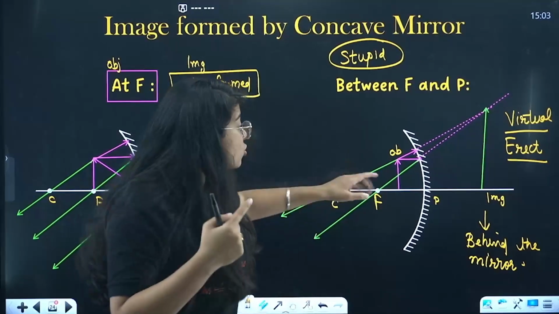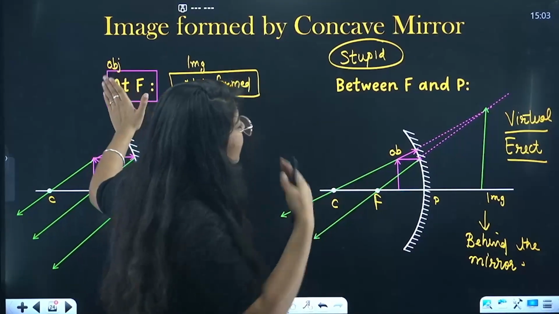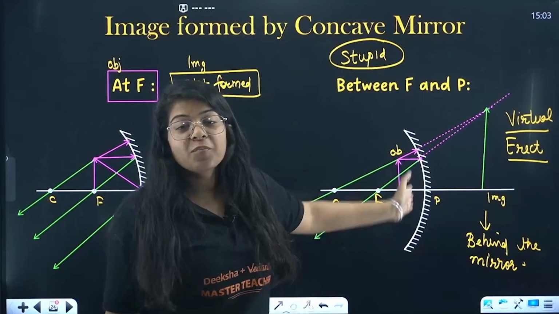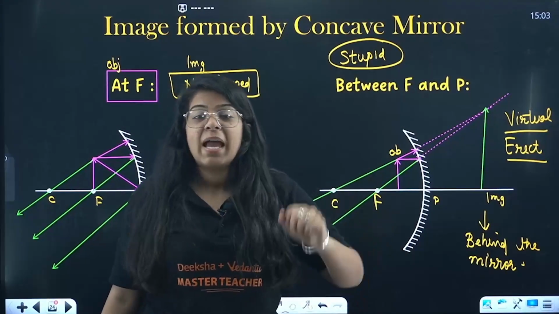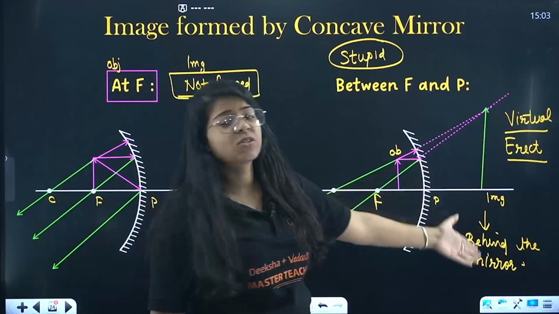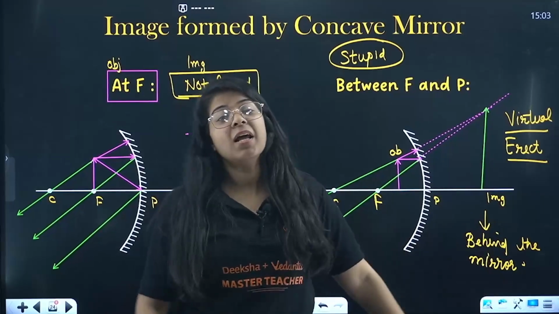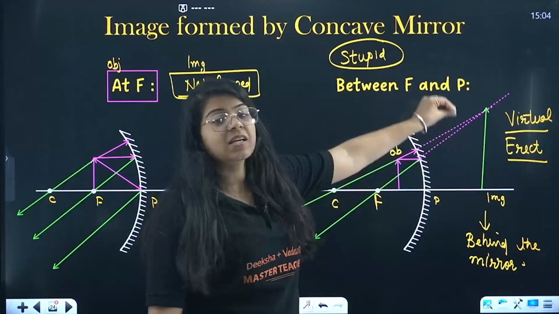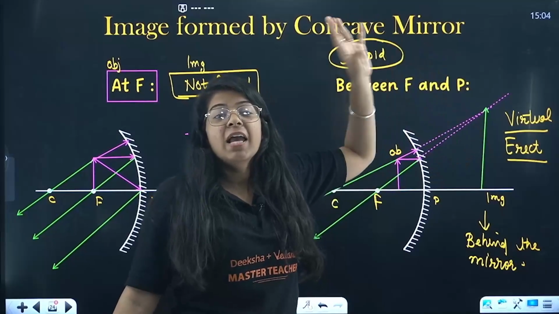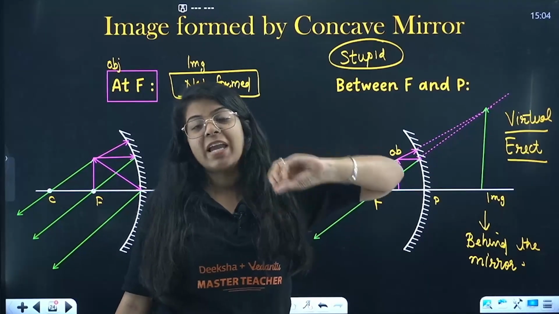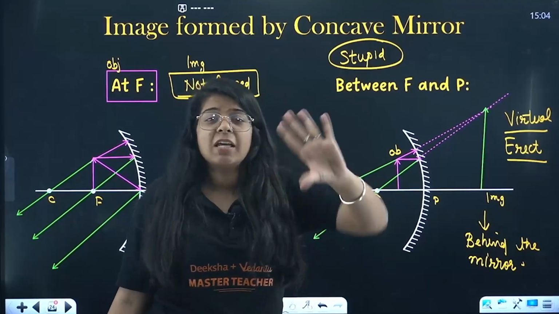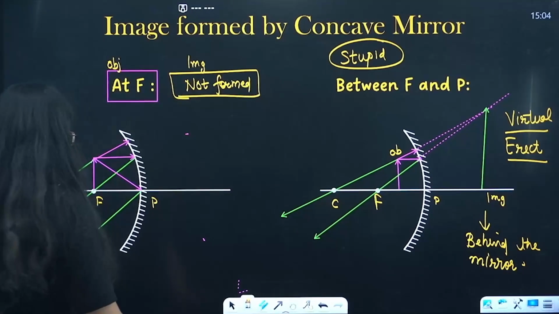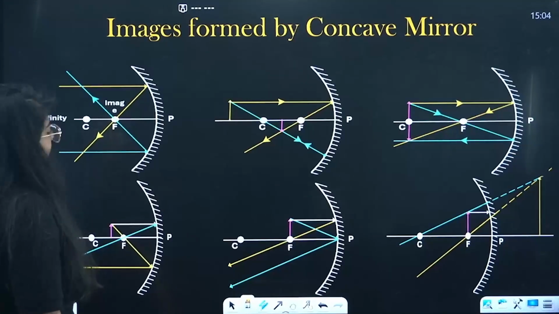Image is not formed on the left side of the mirror. It is formed on the right side of the mirror. And this image is hence formed behind the mirror. In all these 5 cases, we have inverted image. In the 6th case, we have erect image. Done? Understood? Okay. Till here, beta, we are done with our concave mirror.